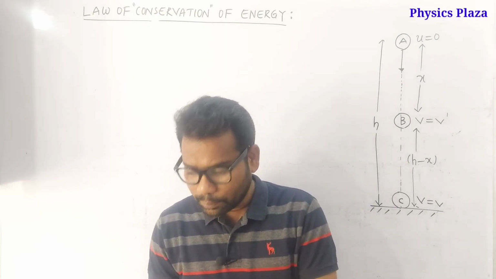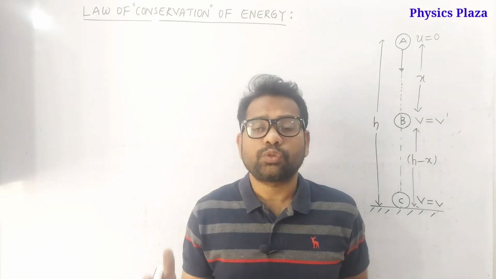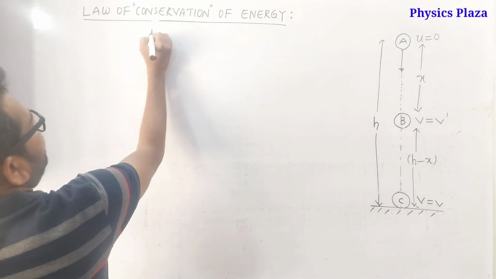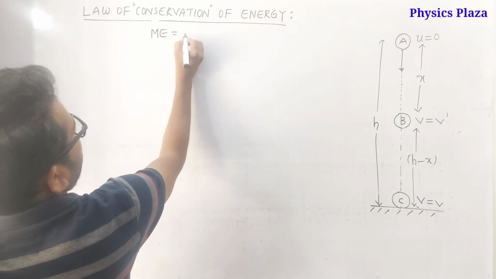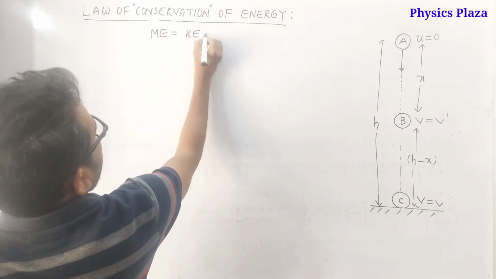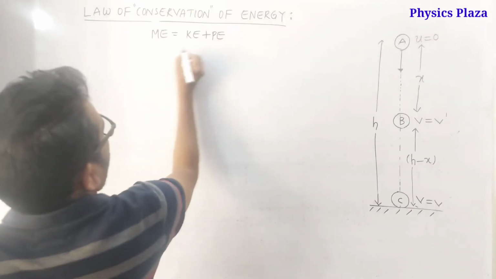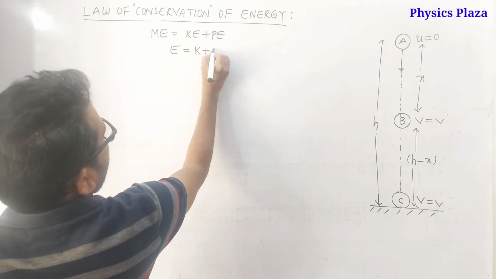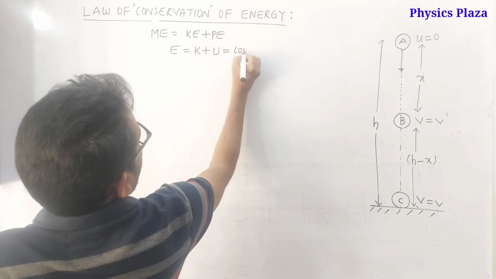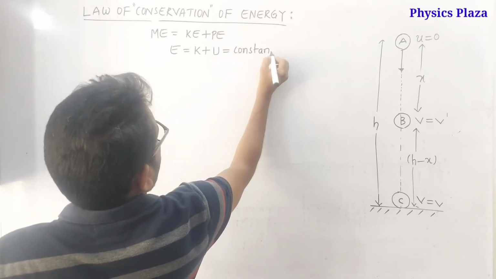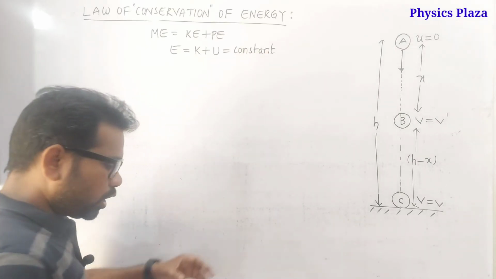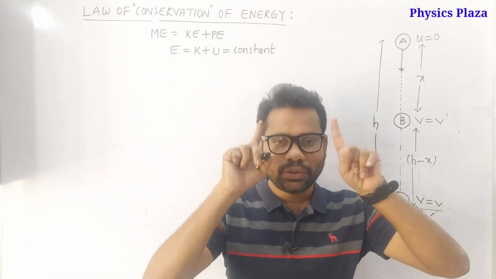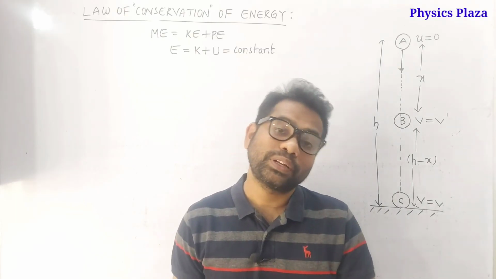If the energy conversion is only between potential to kinetic and kinetic to potential, then mechanical energy is equal to the sum of kinetic energy and potential energy. We represent mechanical energy with the letter E, kinetic energy with K, plus potential energy with U, and it always remains constant. Which means the body may have potential energy, or kinetic energy, or both, but at every point the total energy always remains constant.